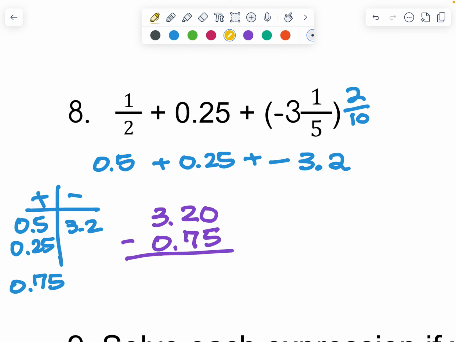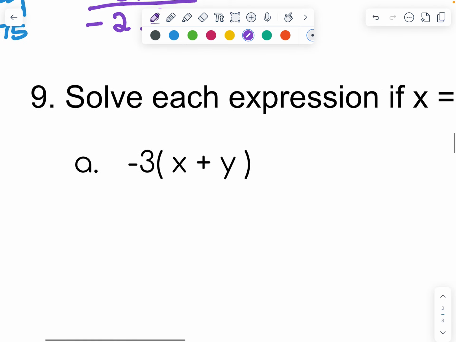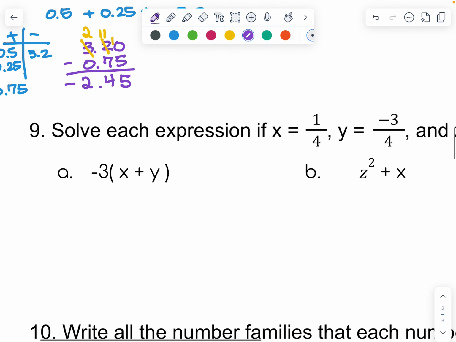All right, 5 cannot take away from 0. I can borrow or regroup. So 10 take away 5 is 5. 1 take away 7, I can't do that. So I'm going to come over here. I'm going to regroup, add a 10 to this one. So that should be 4. There we go. And the negatives are winning. There it is, negative 2.45. Hopefully I'm getting these right. Woo! All right.